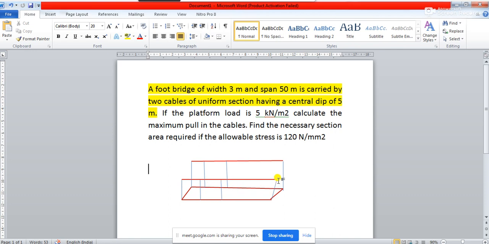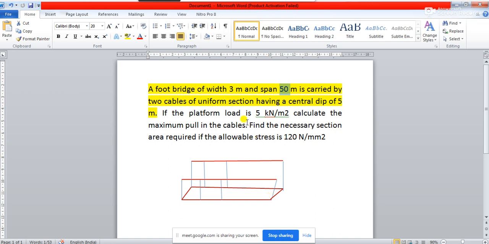Now you see, this is one cable, this is another cable. Using the hangers, this deck is being hung from these two cables. A footbridge of width 3 meters. Width means from here to here the distance is 3 meters, and span 50 meters. What is the span of the bridge? Span means from one end to the other end, that is your span, 50 meters.